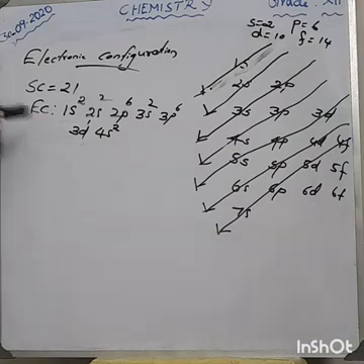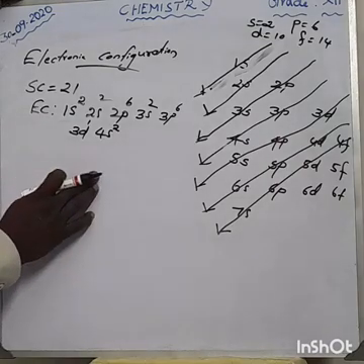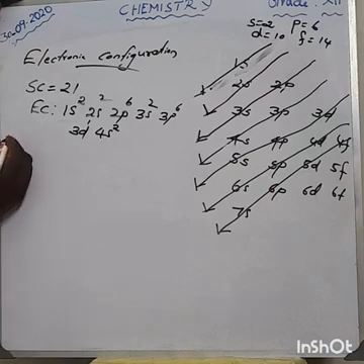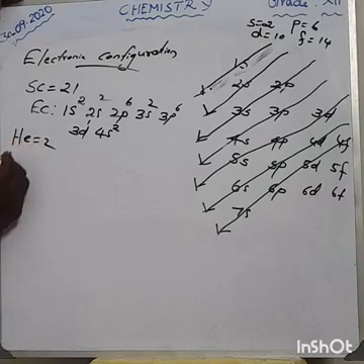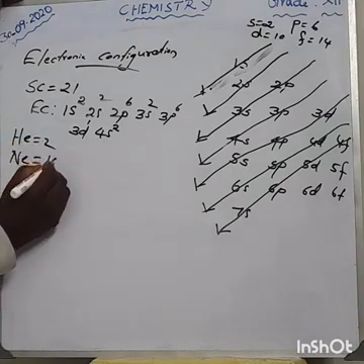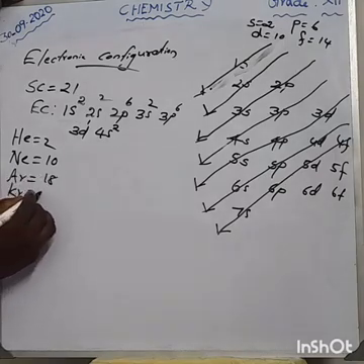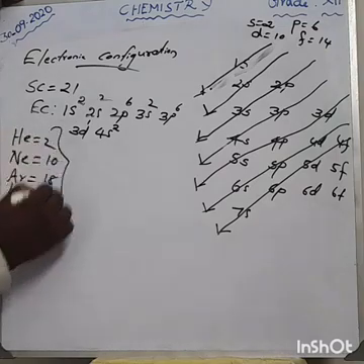That is scandium. Then how can you write the short form of this electronic configuration? This we wrote in full form. How can we shorten it? We write it using the nearest noble gas. Yesterday I told you about the noble gases: helium is 2, neon 10, argon 18, krypton 36, and so on.